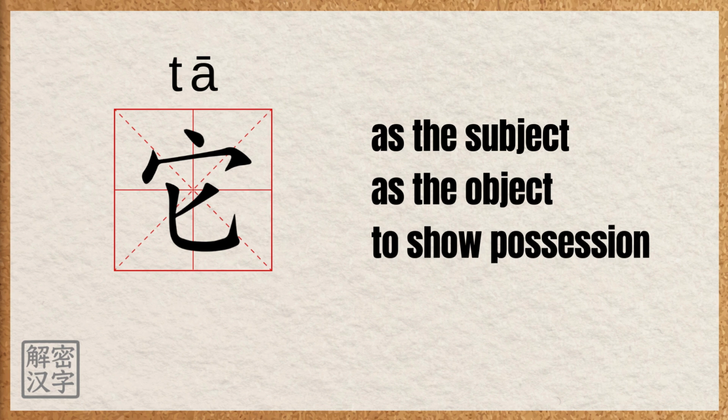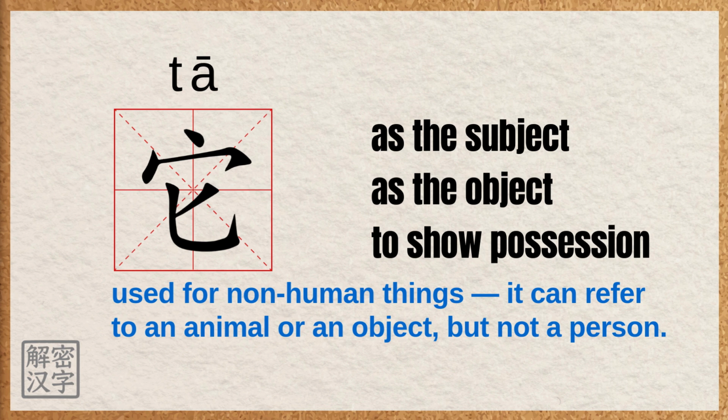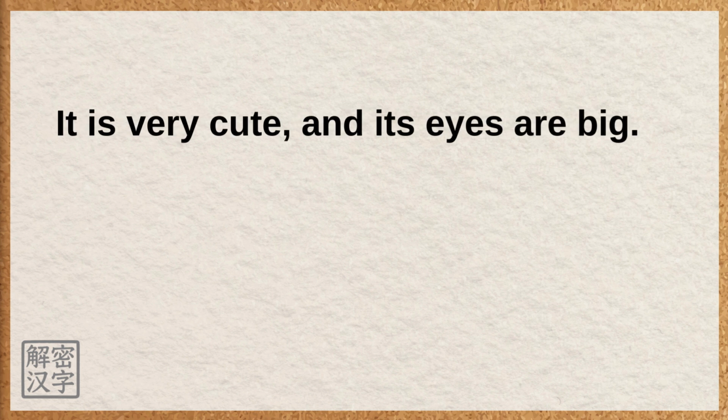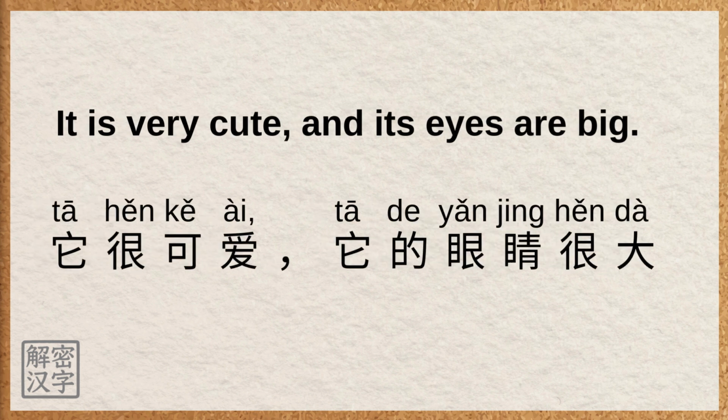One important thing to remember, the character ta is used for non-human things. It can refer to an animal or an object, but not a person. For example, it is very cute and its eyes are big. 它很可爱，它的眼睛很大. Here, it is 它 and its is 它的.